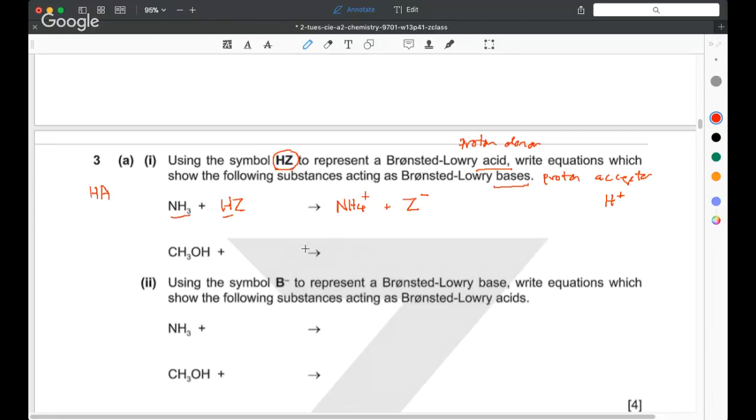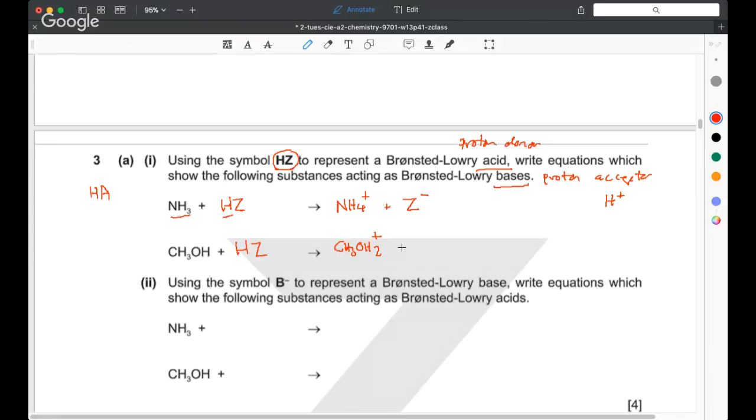Next one here, you've got, again, your Bronsted and Lowry acid here. It's going to donate a proton. It's going to donate it to the methanol there. So that becomes, you just got to hold your nerve here, because these things look a bit unusual.